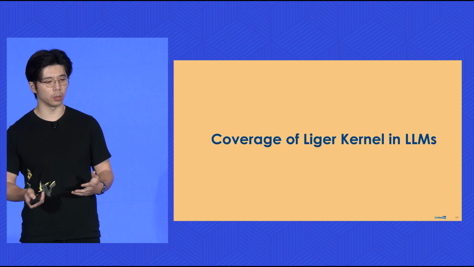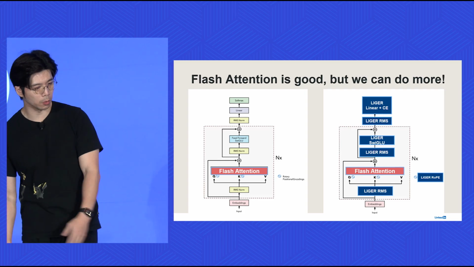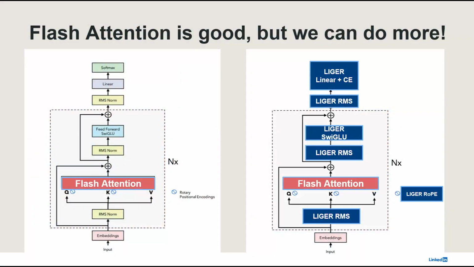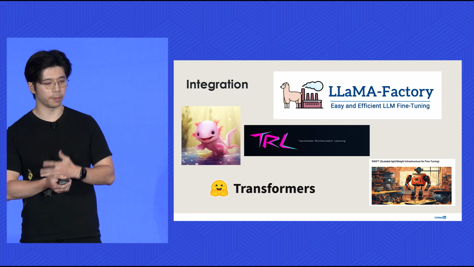Okay, now let's talk about some of the kernels that we built for LLMs. Here's one example of a decoder-only model, I think that's Llama. Basically, in short, we built everything besides Flash Attention. We have RMSNorm, RoPE, SwiGLU, and most importantly, the fused linear cross entropy. To make it really easy to use for users of different expertise, we integrated with different training platforms, such as some very popular ones like Hugging Face Transformers, TRL trainers, and also Axolotl, LLaMA-Factory, etc.